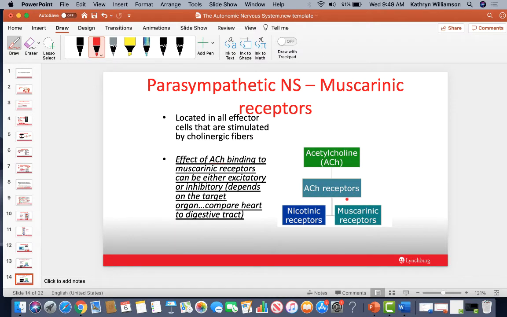On the flip side, the other type of receptor, muscarinic receptors, also interact with acetylcholine. Okay, so this is another type of acetylcholine receptor. So it's going to react to acetylcholine, but what we see with muscarinic receptors is that it can either be excitatory or inhibitory depending on the target organ. Okay, so we'll say it depends. Depends on the target organ.